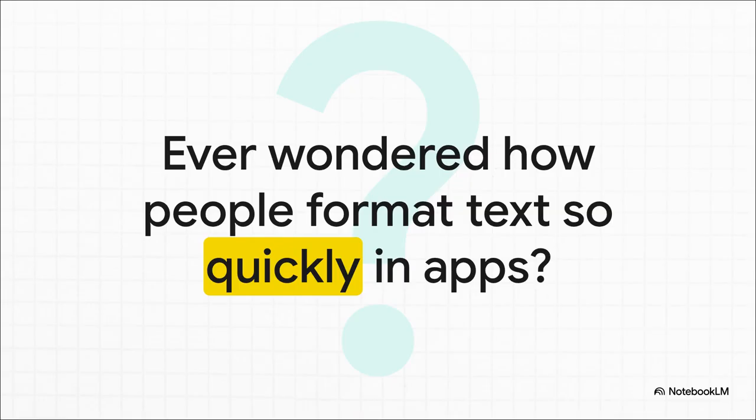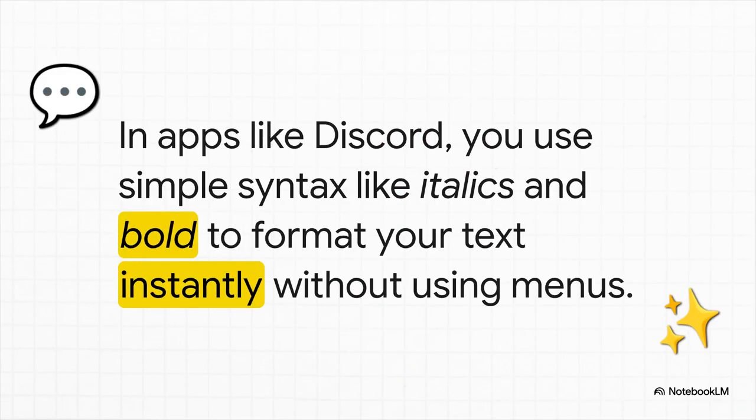You're in a chat app, right? Or maybe you're reading some documentation online or just scrolling through a forum. You see text that's bold or in italics or organized into these perfect little lists. How does that happen so fast without having to click through a bunch of clunky menus? You've absolutely seen this in an app like Discord. You tap a couple of asterisks here, an underscore there, and boom, your text just pops with emphasis. This right here, this is our first clue.